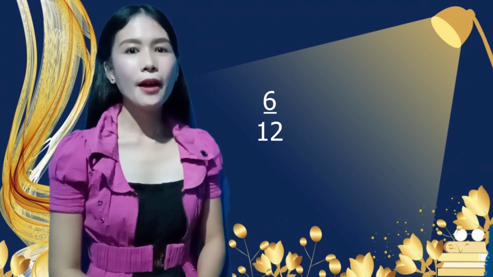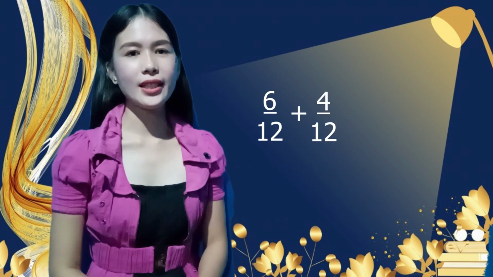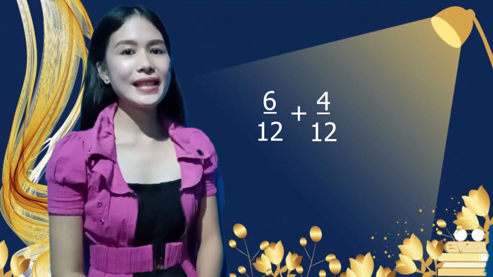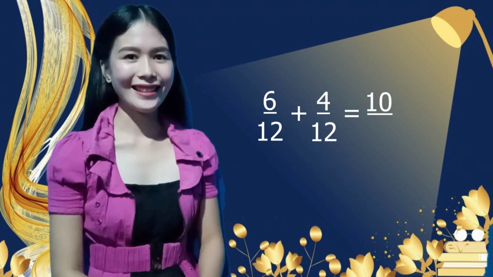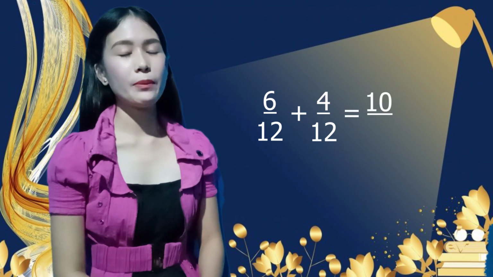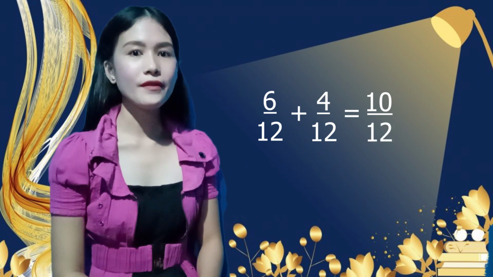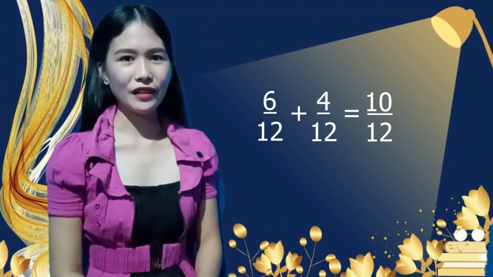Now let's have another example. 6/12 plus 4/12. In this example, we are going to add again the numerators or the top numbers. So 6 plus 4 is equal to 10. And now we have the common denominator 12. So just copy it. So 6/12 plus 4/12 is equal to 10/12.